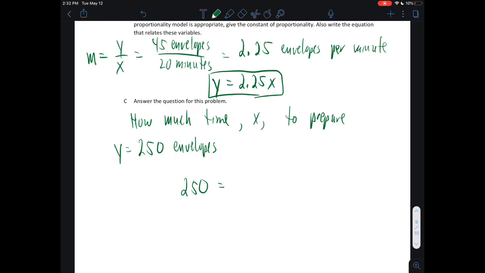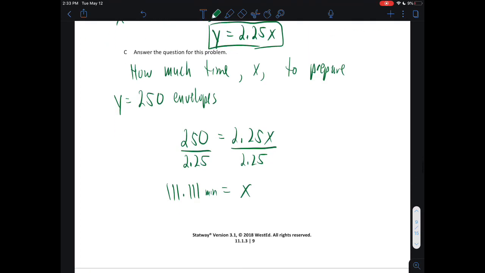You're setting that equal to 2.25x, and you need to figure out the value of x. How would you do this? You have to use opposite operations, which means you need to do the opposite of multiplication. If 2.25 is being multiplied by x, you have to divide by 2.25. And you must do that on both sides. 250 divided by 2.25 is 111.111 minutes. So you can say a little bit more than 111 minutes.